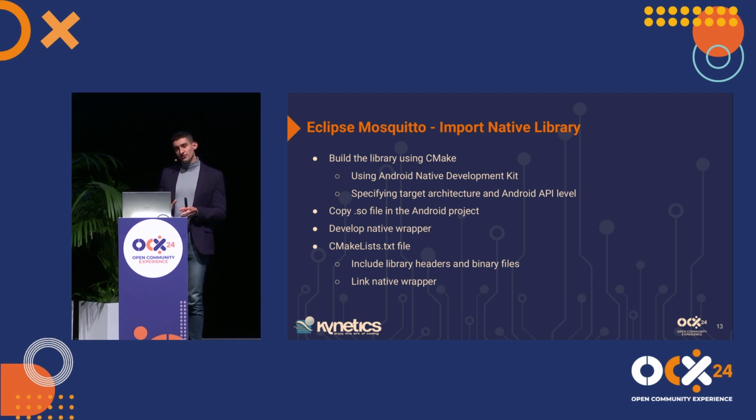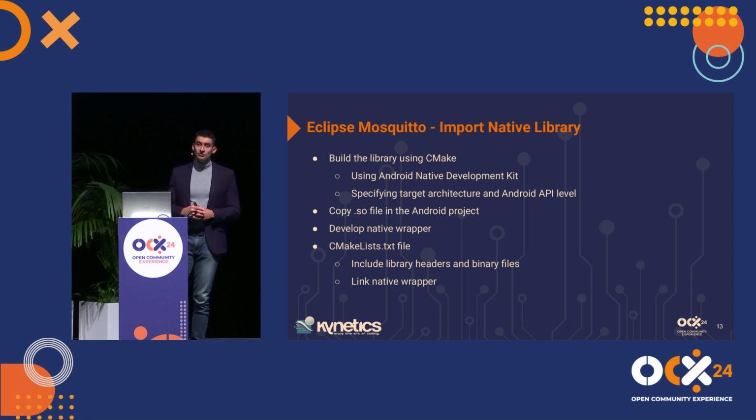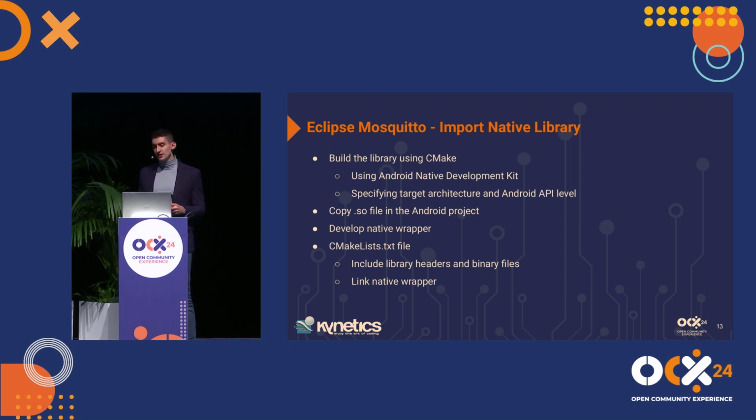Then once we have the binary files, the SO files, we just have to copy these files into our Android application at specific locations in the folder tree for Android to find them. And the most important thing is to develop the native wrapper. So the native wrapper is, generally speaking, a pair of source code files, one written in Java and one written in the native language, acting as a proxy between our Android or JVM-based application and the native world.